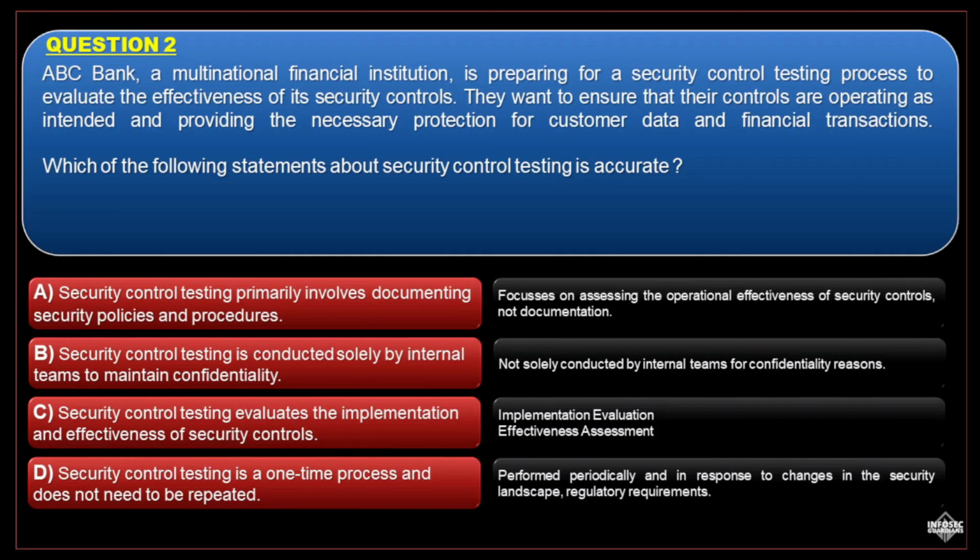And hence, the correct statement will be, security control testing evaluates the implementation and effectiveness of security controls, which is option C. In summary, security control testing is a critical process for organizations like ABC Bank to evaluate the implementation and effectiveness of their security controls. It helps ensure that controls are operating as intended and providing the necessary protection for customer data and financial transactions.